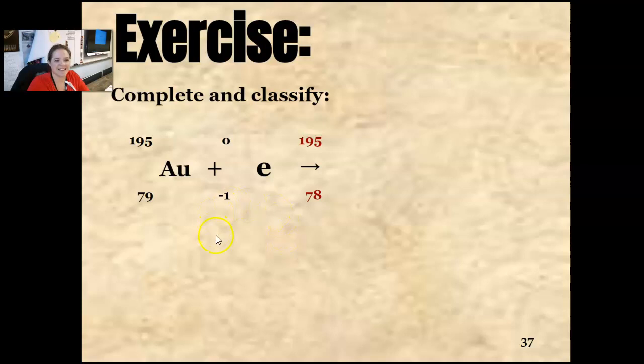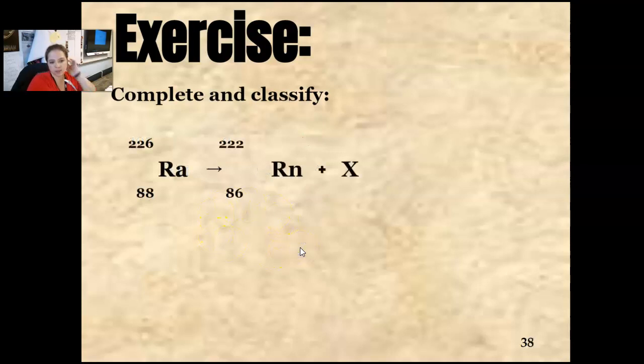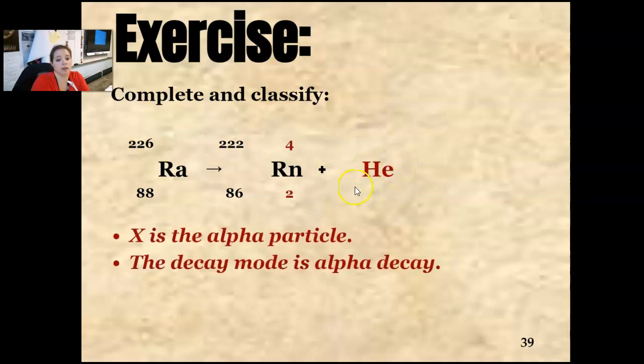We went over this in class. All right, so this one, let's see: 226, 222. 88. Ooh, 88. That gives it right away. 88 to 86. So 226 to 222, there's a difference of 4. 88 minus 86, there's a difference of 2. That gives you helium. This is an alpha particle. The decay mode is alpha decay.